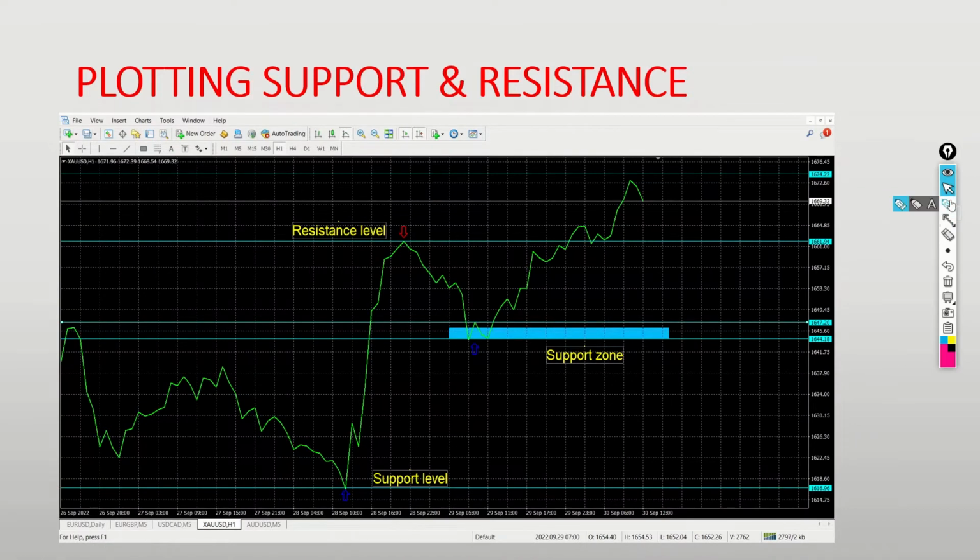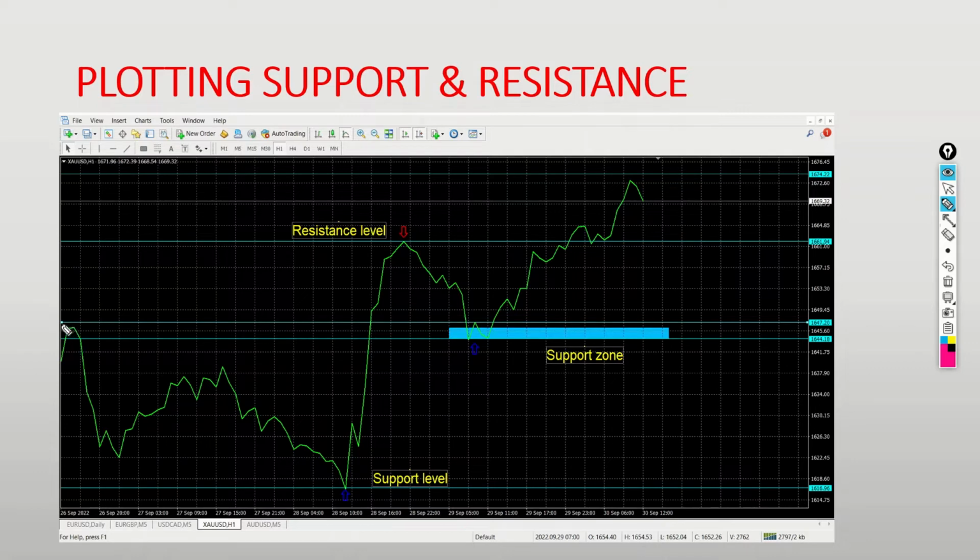Look at this chart here. This is what we call a line chart, and this is gold against the dollar at the H1 time frame, that's the hourly time frame. Here the price tries to go high and it fails, it goes down. Price tries to go high, fails, it goes down. Then it creates a new trend. So we are saying that the turning points above the current market price are what we call the resistance, and the turning points below the current market price are called the support zones.